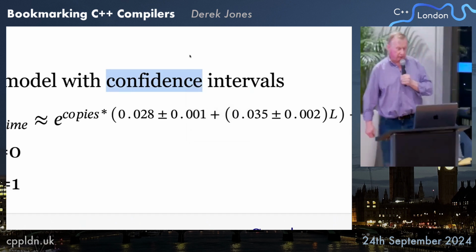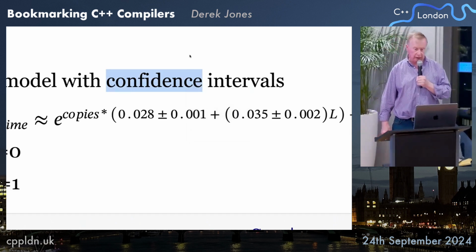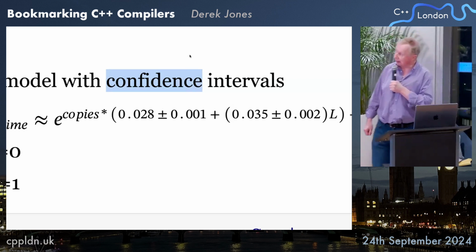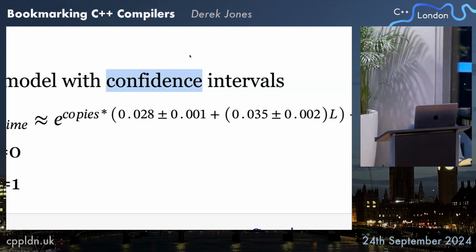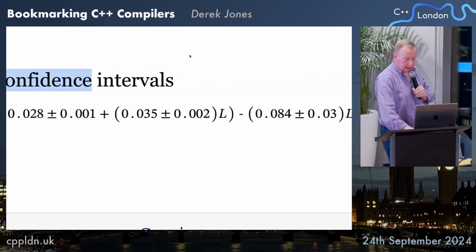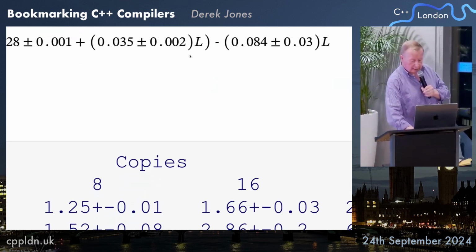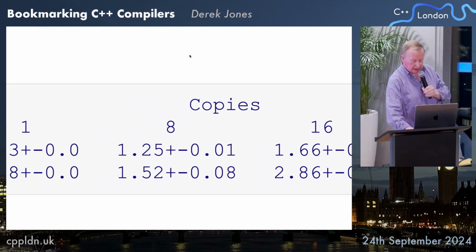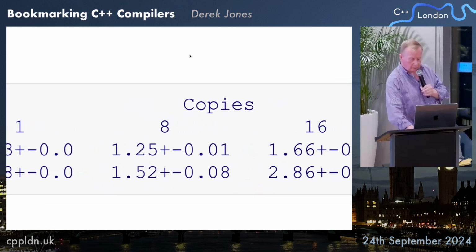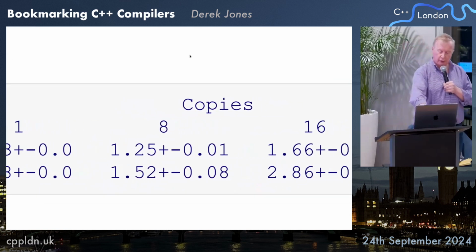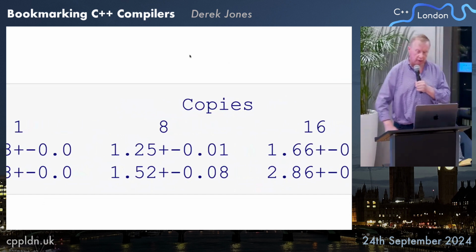What's the confidence interval on that number, on that 0.028? And in fact, the confidence interval here is 0.001. And here it's 0.002. So if you want to get down into the details of confidence intervals, those are the numbers. And then when we talk about the copies again, it's 1.2 plus or minus 0.01.